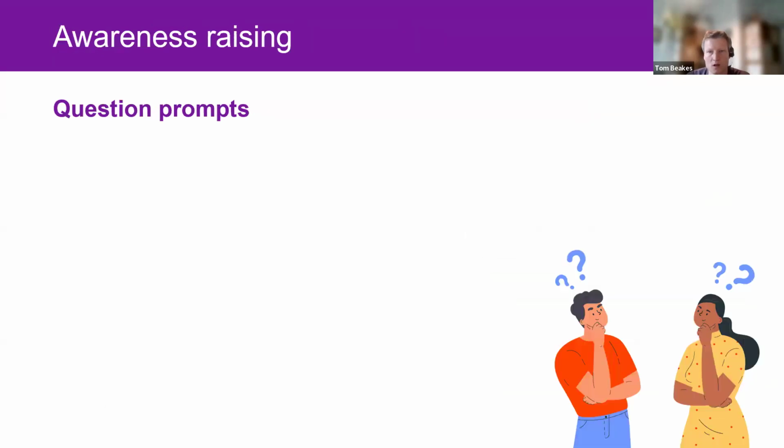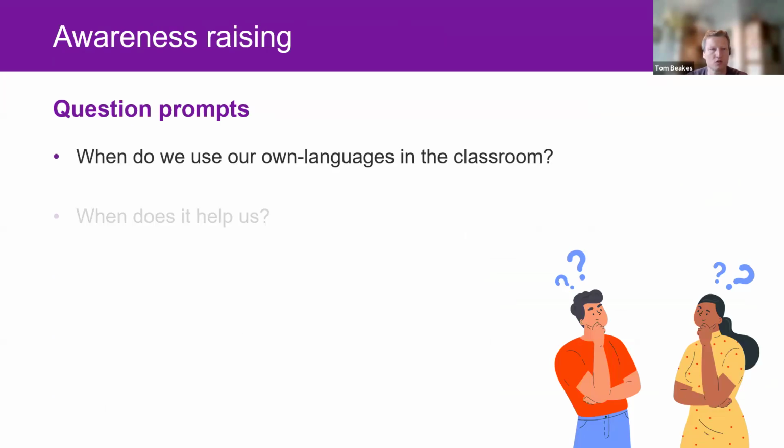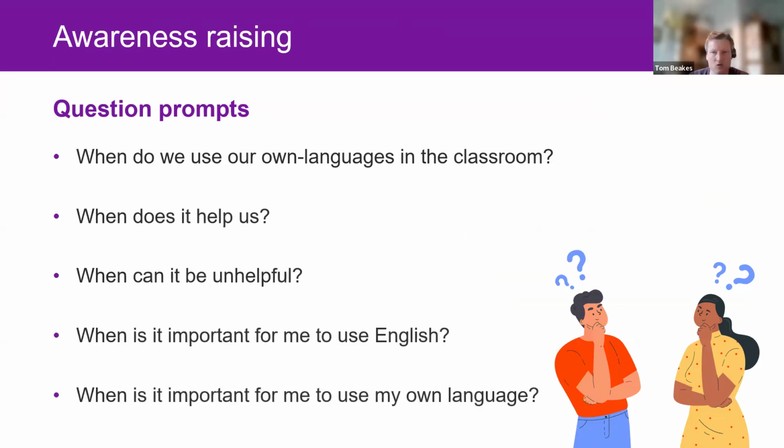Okay. Before we introduce any translanguaging activities, it's going to be a good idea to have a discussion about it with your students. So I just wanted to share some of the types of questions you could ask to get your students to start talking about it. Of course, they could do this in English or they could do it in their own languages. And of course, you could adapt these and simplify them for younger children and make them more complex for your older students.